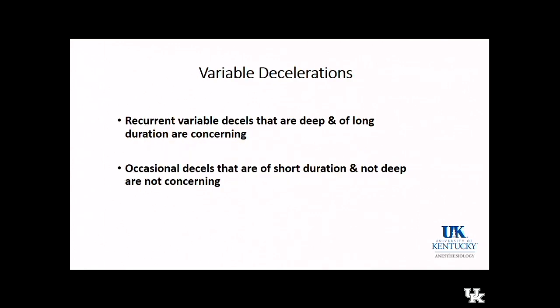So variable decelerations may be concerning. If they're recurrent, if they're having them with every contraction, they're very deep, they drop down very low, and they take a long time to return to baseline, that may be concerning because that baby's ultimately going to lose its ability to compensate for that. Now, if they're just short decelerations, they return to baseline quickly, they're not really deep, then generally your obstetrician isn't going to be concerned about those variable decelerations.